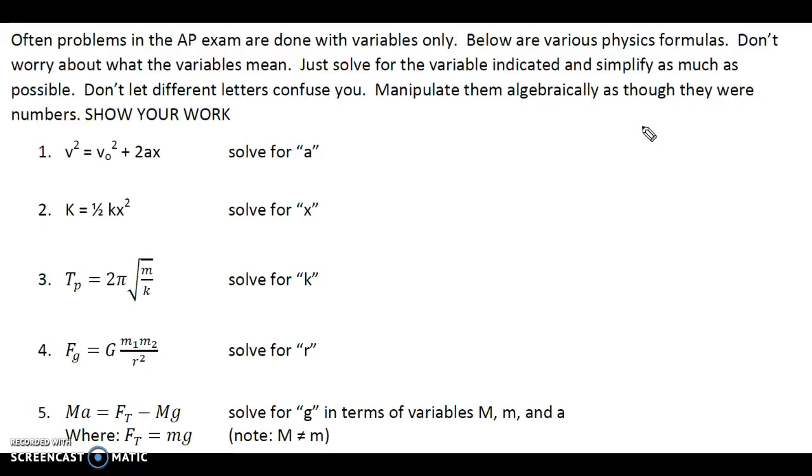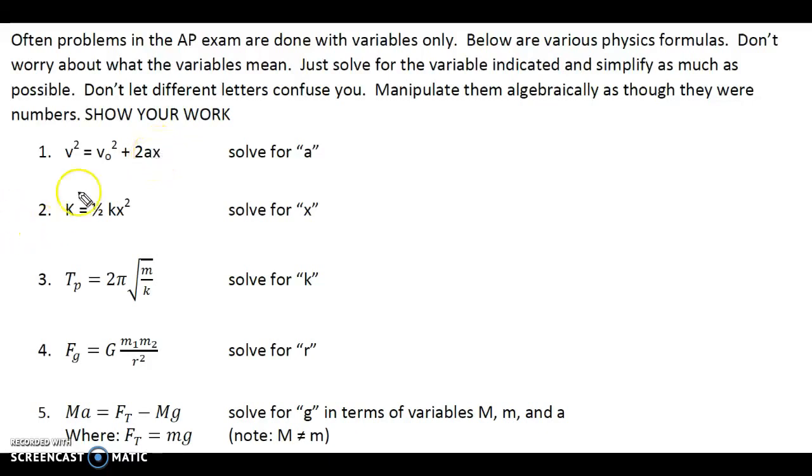So let me just go ahead and dive right in. Let's go through a couple of these. Let's look at number 1. Number 1, we have v squared equals v naught squared. That little subscript zero indicates initial, so I call it v naught. So v squared equals v naught squared plus 2ax. It's asking us to solve for a. So what we're going to have to do is use order of operations and isolate our unknown variable a.